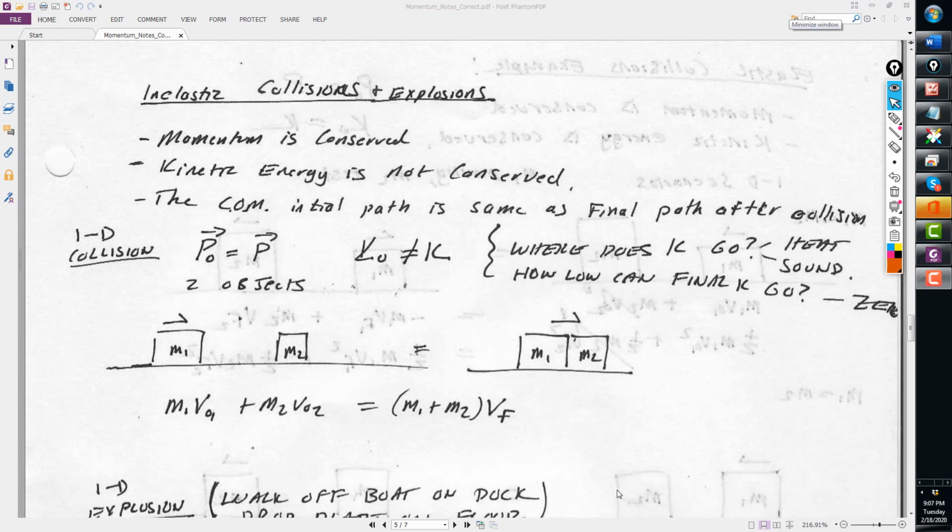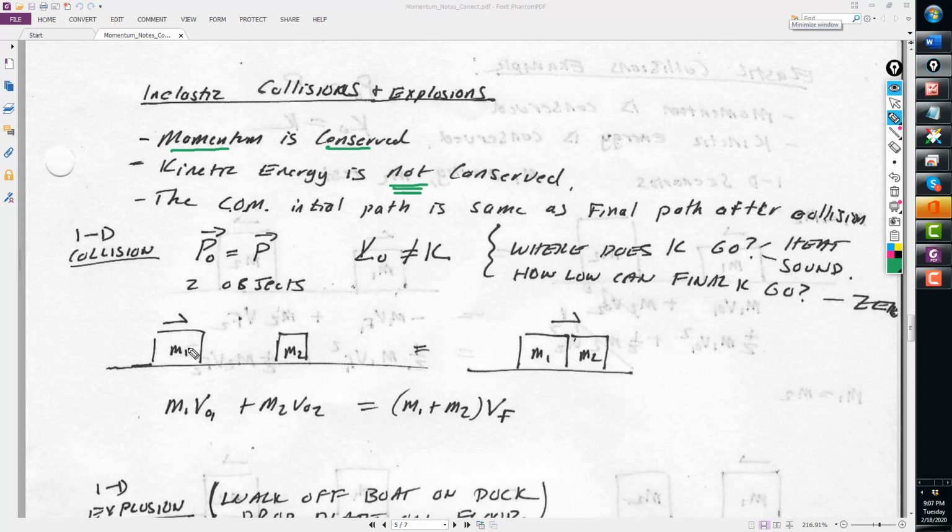Now let's talk about inelastic collisions and explosions. This is a case where momentum is conserved. I'm not talking about an object hitting a wall or a baseball bat. I'm talking about two objects just coming together. So momentum is going to be conserved. Kinetic energy is not conserved.